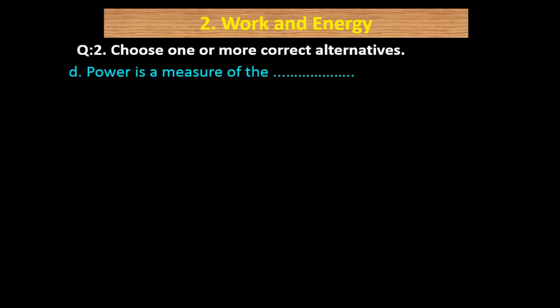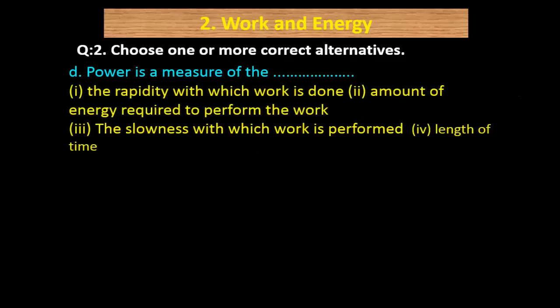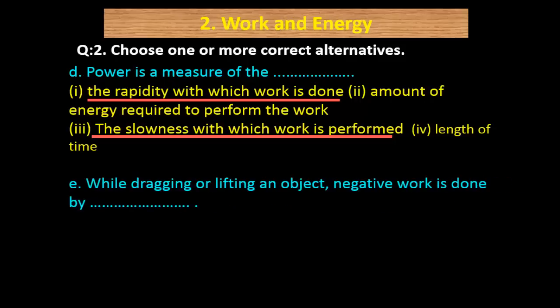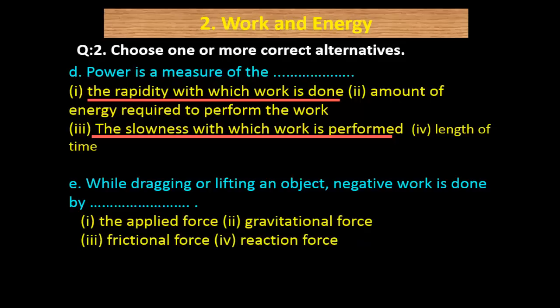D. Power is a measure of the ___. Answer. The rapidity with which work is done. E. While dragging or lifting an object, negative work is done by ___. Gravitational force and frictional force.